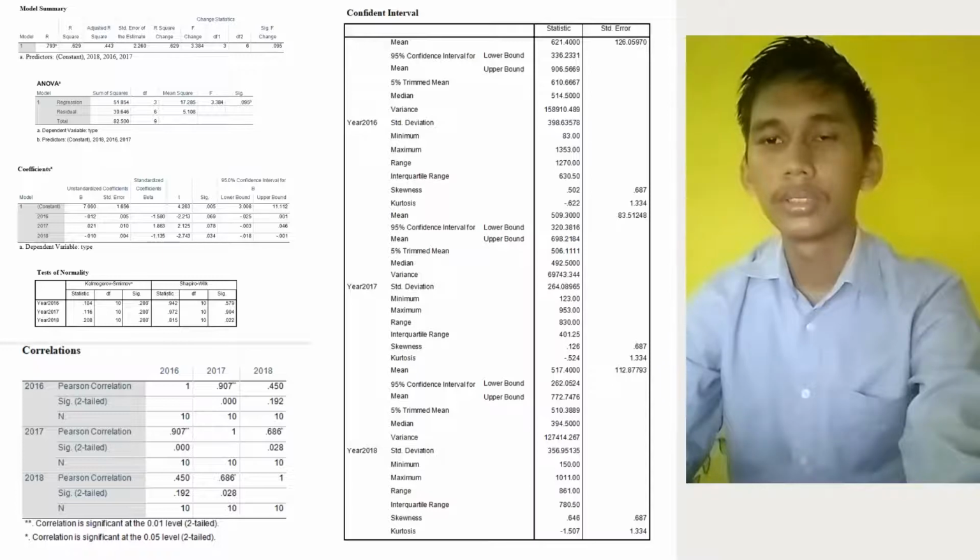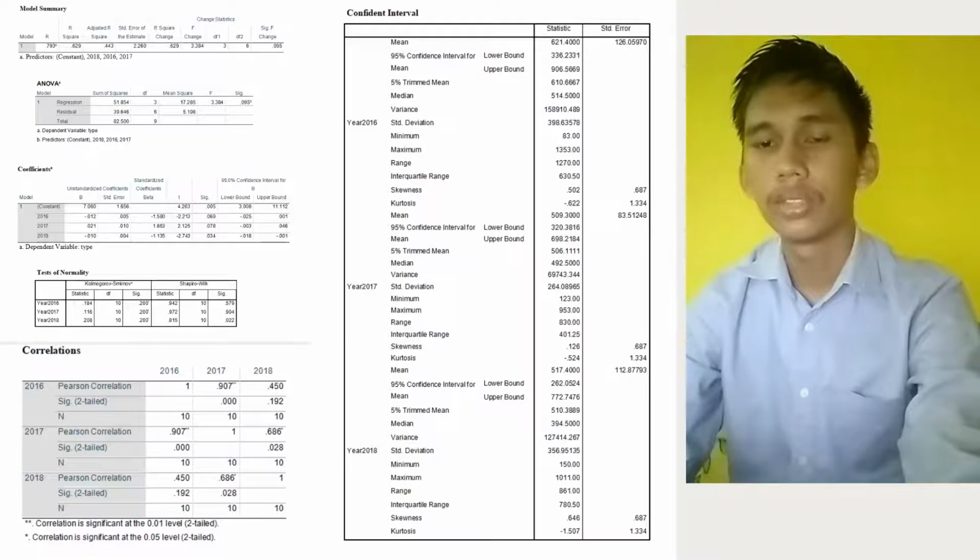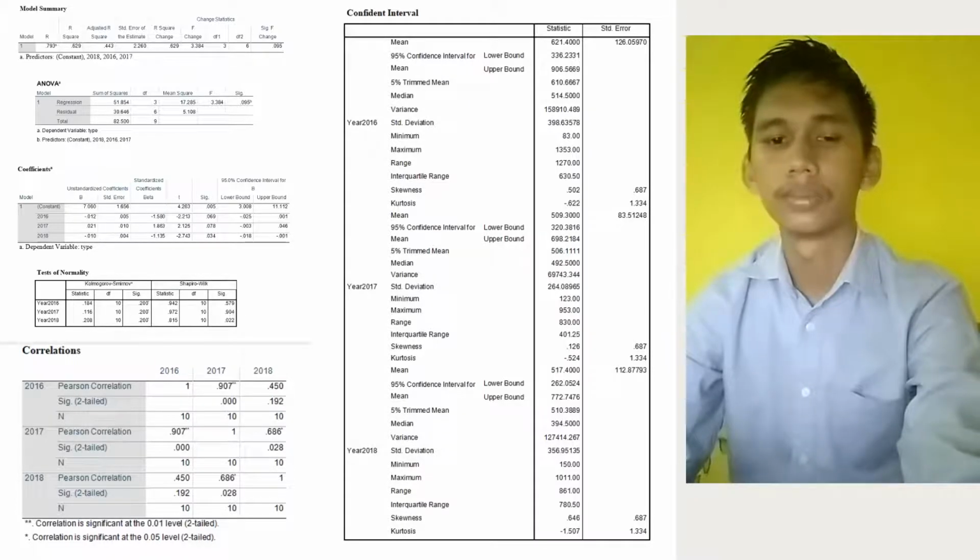For the test of normality, the Shapiro-Wilk test on year 2016 and 2017 shows that the p-value is more than 0.05. Thus, only for year 2016 and 2017 is the assumption of normality made.